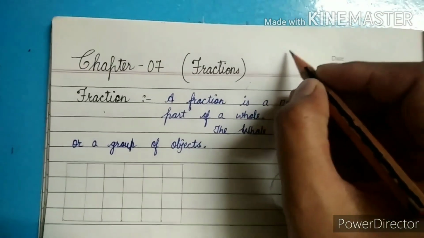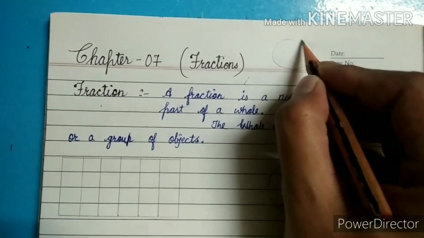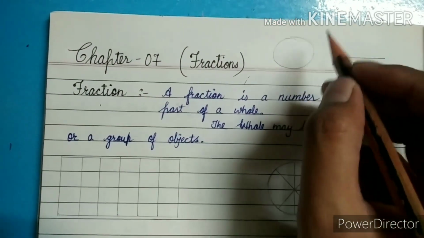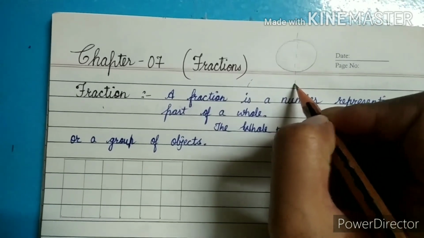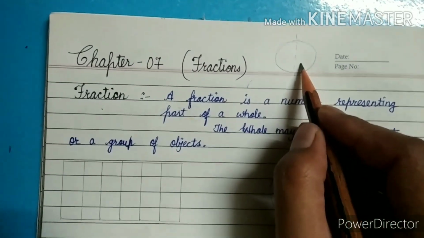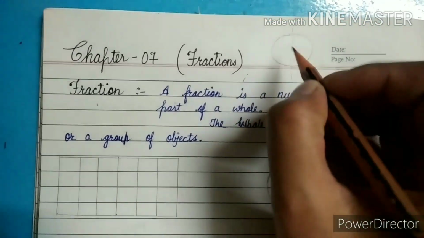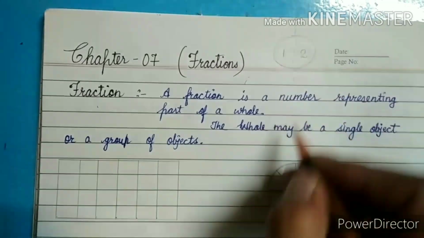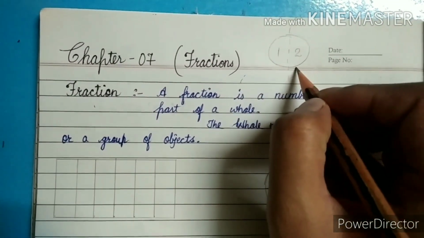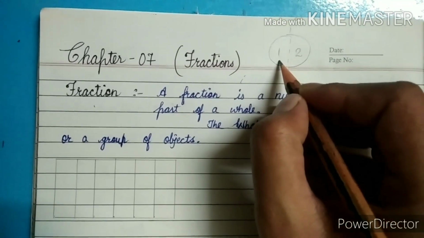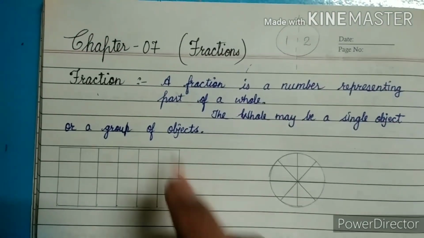When we are doing the partition of that, like if we have a chapati, okay, your mama is making chapati. So if your mama is doing the partition of the chapati in the form of 2, so here this is called the part of whole. Here is the one part and this is the second part. We are dividing the chapati into how many partitions? 2 partitions.